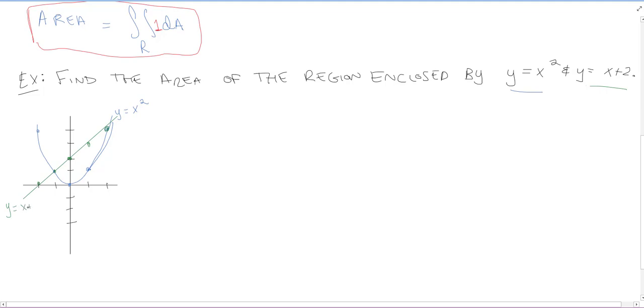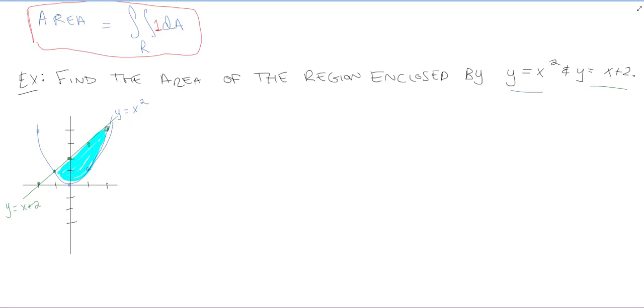Now, the problem says find the area of the region enclosed by these two. And so that is this region here, this shape. We want to know what is the area of this region that I'm highlighting. And we are going to use double integrals to figure that out.